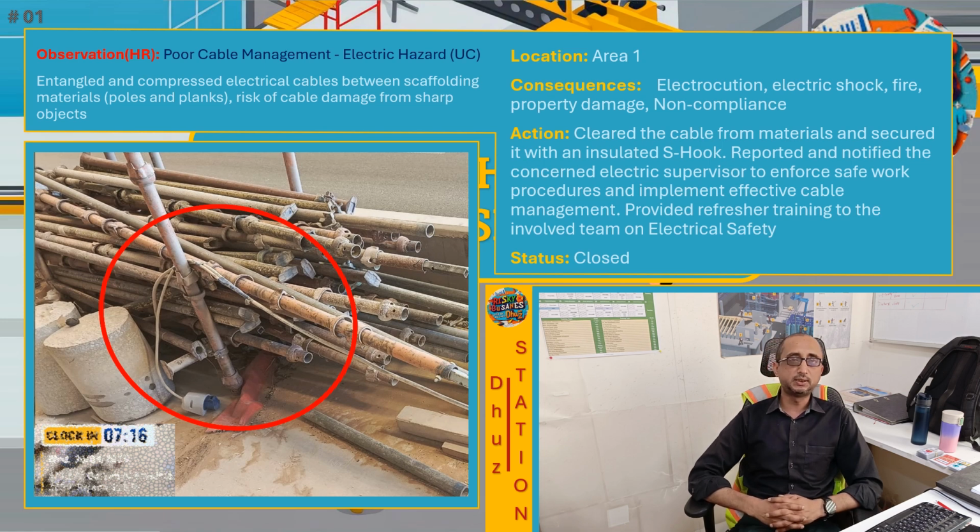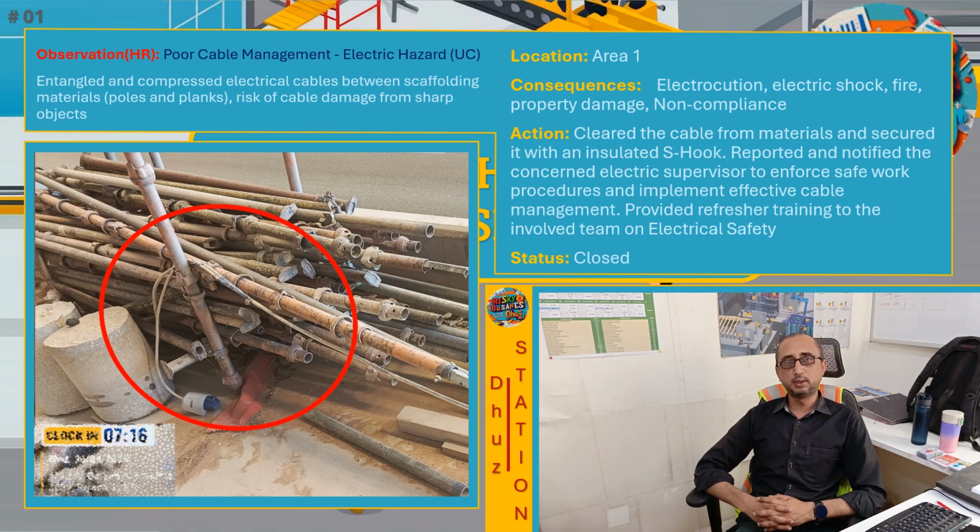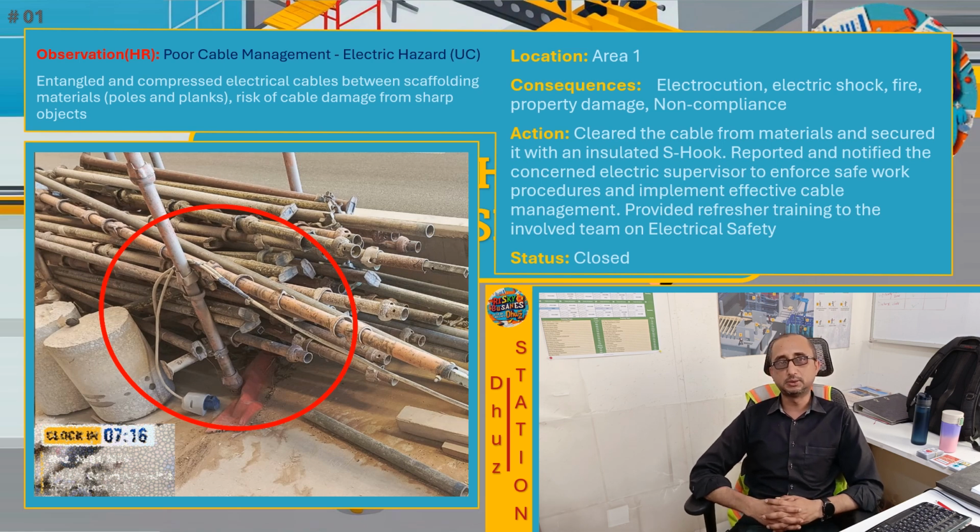This area is designated as area 1, and the consequences may lead to electrocution, death, electric shock, fire, electric burns, or equipment or property damage. This is also a case of serious non-compliance. Action: as we know, these observations are informal inspections intended to ensure that our implemented safety standards and procedures are intact and effective all the time. If there is any minor deviation, we immediately correct it, so the effectiveness of our standards is well maintained.